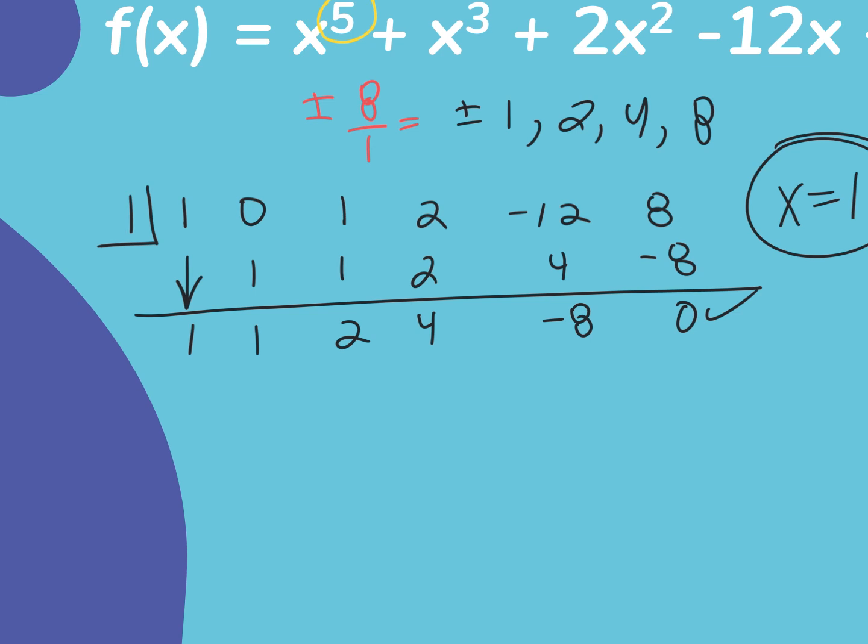You guys are doing great. What's my resulting polynomial? I start off with x to the 5th, so what am I left with? X to the 4th plus x cubed plus 2x squared plus 4x minus 8 equals 0. Well, guys, all the other ones that we had before, we could just factor at this point. Can we group this? Can we factor this? No. So what do we do?